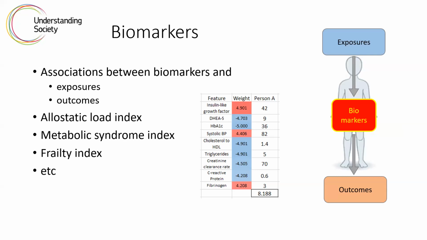So just like the other omics, biomarkers can be tested for their associations with exposures and outcomes, and can be aggregated together to represent a phenomenon like inflammation, for example. So this is a list of things, mostly from the blood, but also systolic blood pressure, that have been used in the past to indicate somebody's allostatic load index.